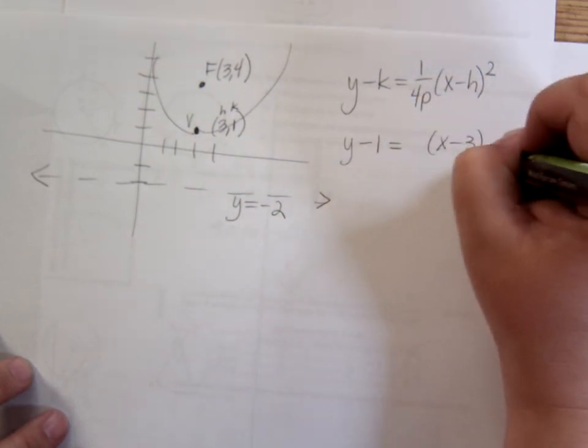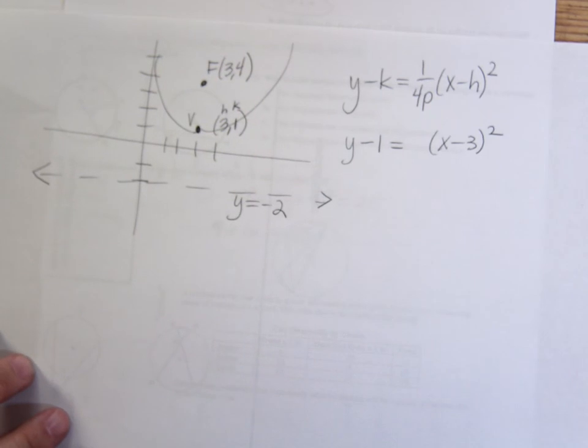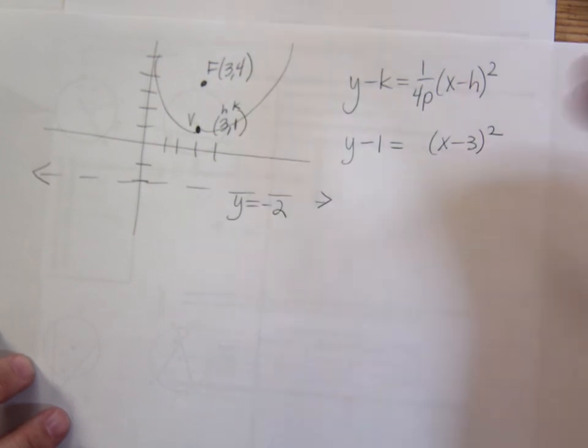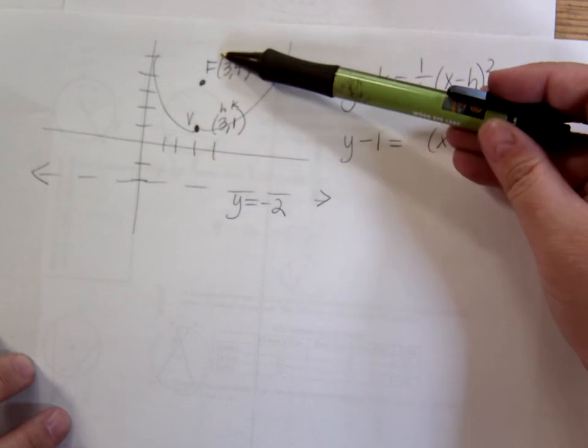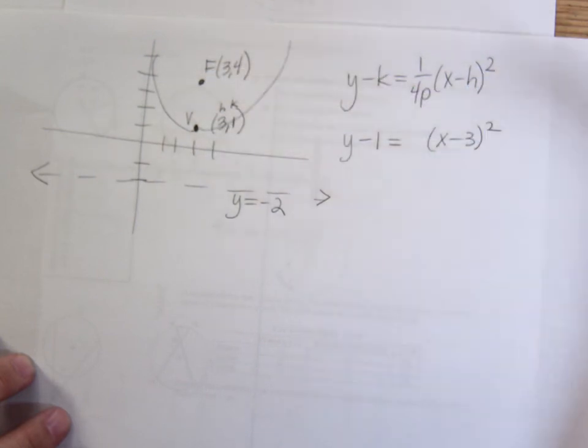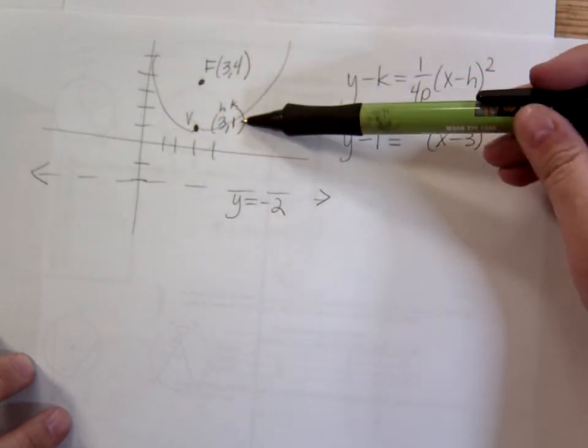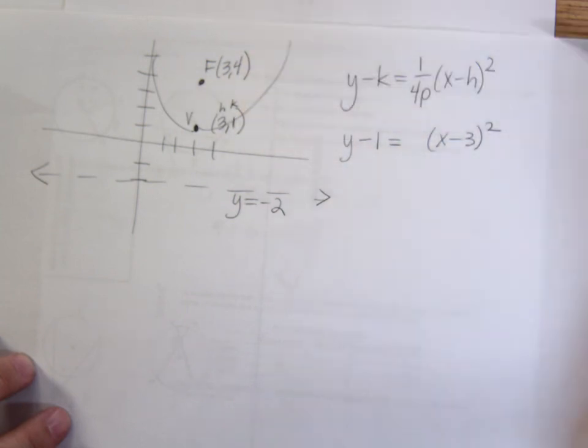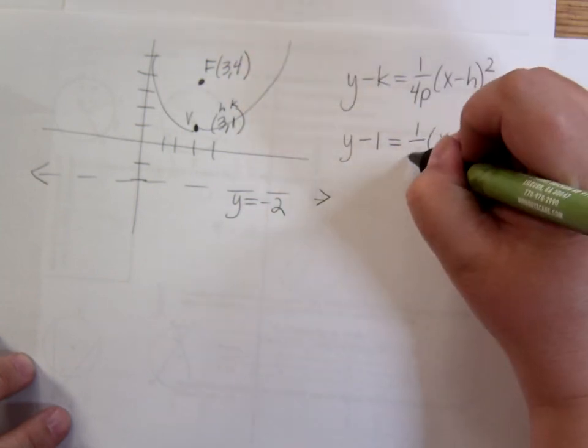Now I have to figure out p. P is the distance from the vertex to the focus. It's opening up, so that should be positive, and it's up 1, 2, 3. From 1 to 4 is 3. So 1 over 4 times 3 is just 1 over 12.